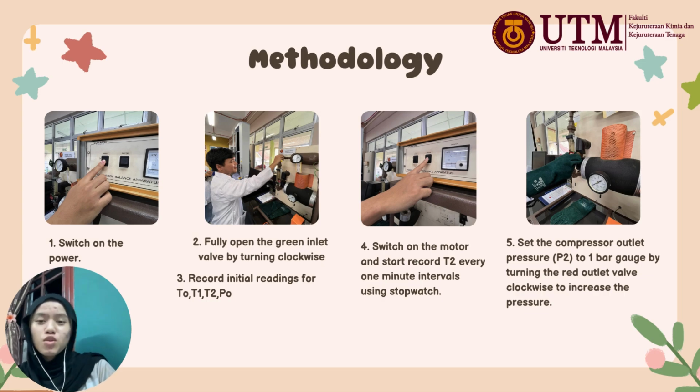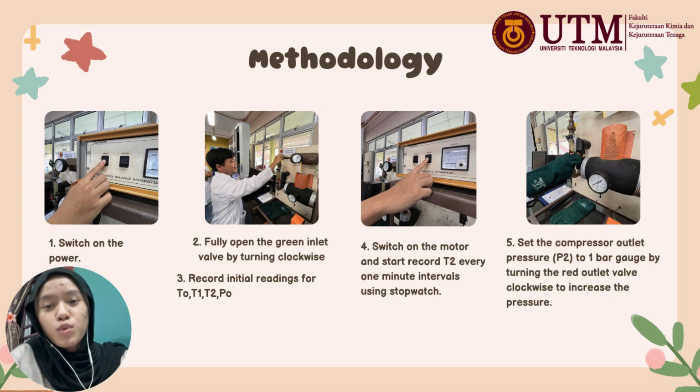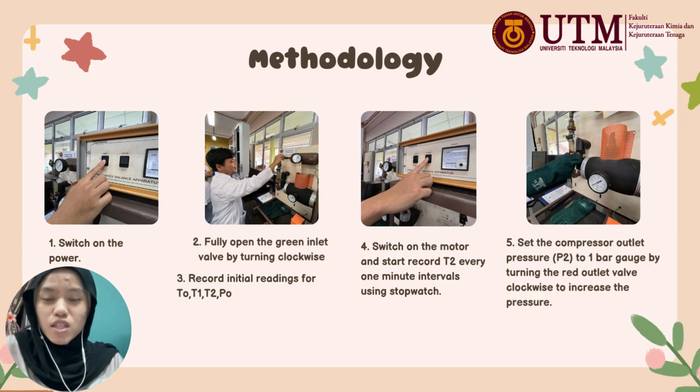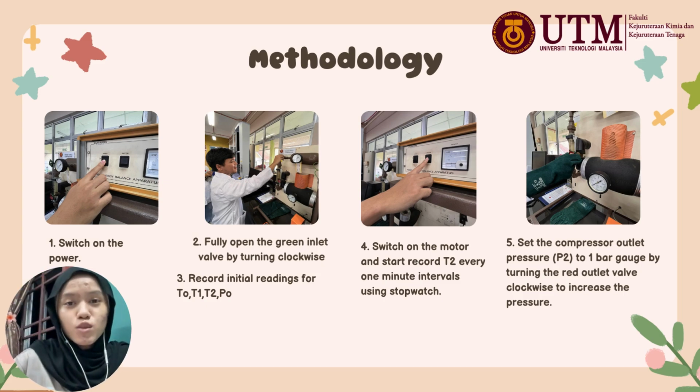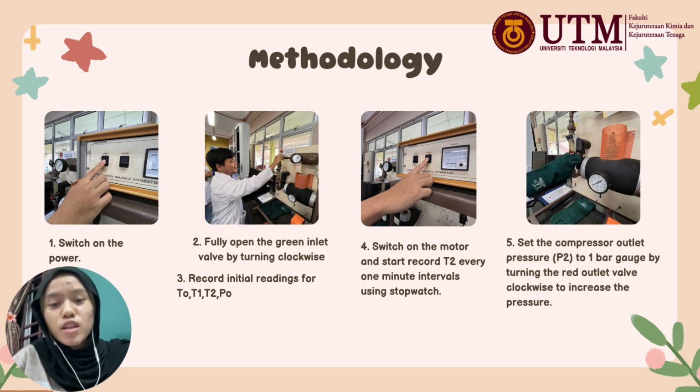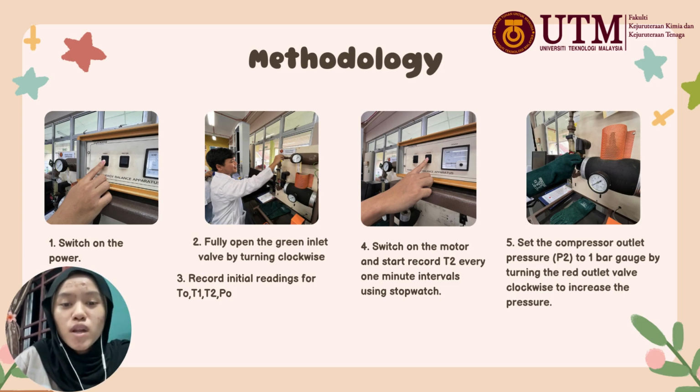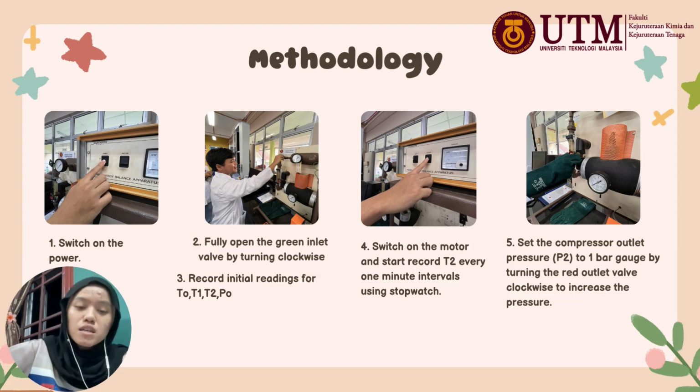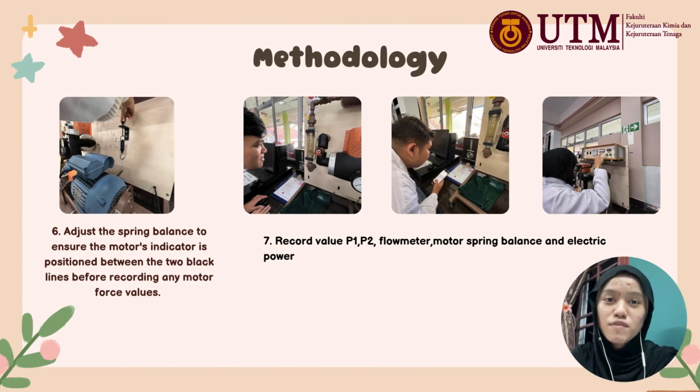So firstly, you need to switch on the power and then fully open the red inlet valve by turning clockwise this way. And then record the initial readings for T0, T1, T2 and P0. Next, switch on the motor and start recording T2 at 1 minute intervals using a stopwatch. Then, set the compressor outlet pressure P2 to 1 bar gauge by turning the red outlet valve clockwise to increase the pressure. After turning the red outlet valve, you can adjust the spring balance to ensure the motor's indicator is positioned between the two block lines before reading any motor force values.